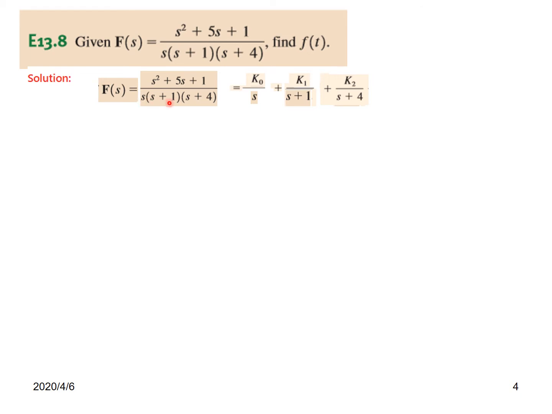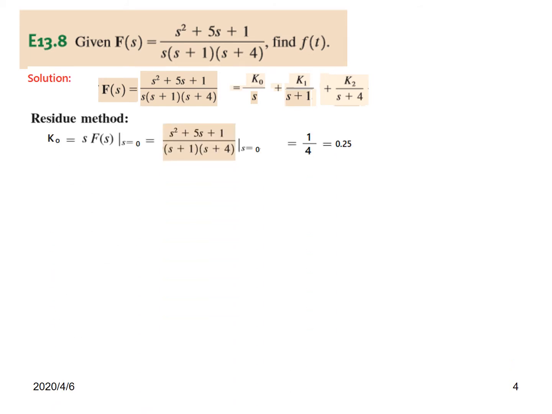So these three factors, we separate them and we assume that we have a numerator k0 for s, k1 for s plus 1 and k2 for s plus 4. And now we have to find the values of k0, k1 and k2. So I prefer the residue method, and in that we multiply by the denominator of whichever variable we want to find. So we want to find k0 here, so we multiply the whole thing by s. So we multiply by s F(s), that is this term.